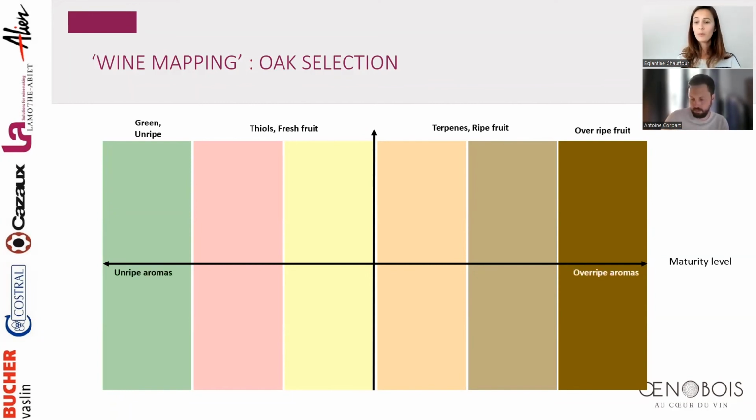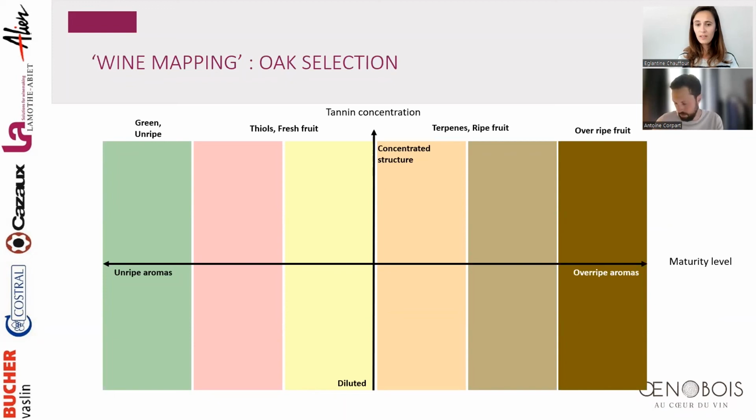So same map, but we're talking about wine. On the left side of your map, you have the unripe green aromas. Then we go through thiol, fresh fruit, terpenes, ripe fruit. And on the far right side of the map, we are talking about overripe aromas, so overripe fruit type of aromas, okay? And then on the bottom to top axis, we have the diluted wines, poor in concentration, watery wines at the bottom, and high tannin concentration, highly structured wine, nice mouthfeel on the top.